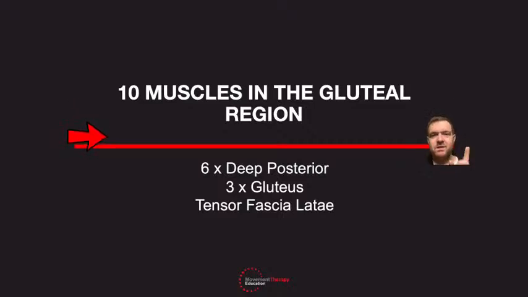Cool. So last thing for today, we'll just do a couple of minutes on this, I think, and then we'll break for next week. So there are 10 muscles in your gluteal region. We've got 6 which are deep posterior muscles, and then we've got 3 gluteal muscles, and then the tensor fasciae latae.